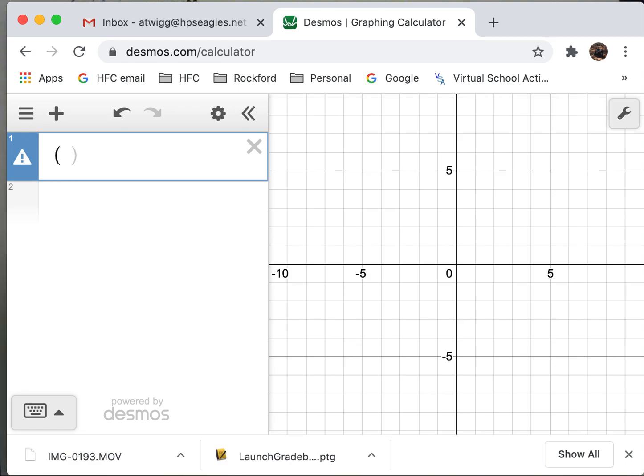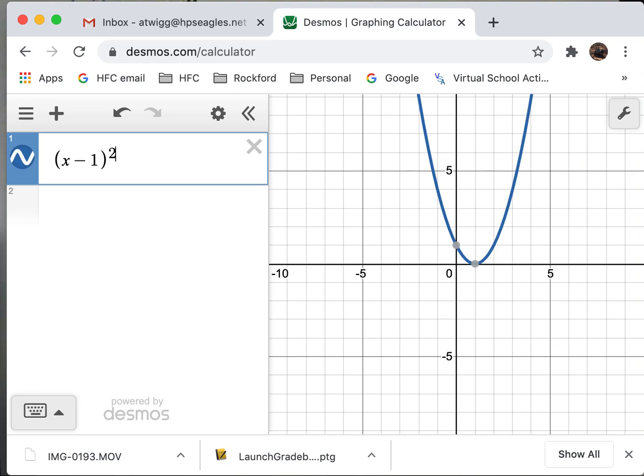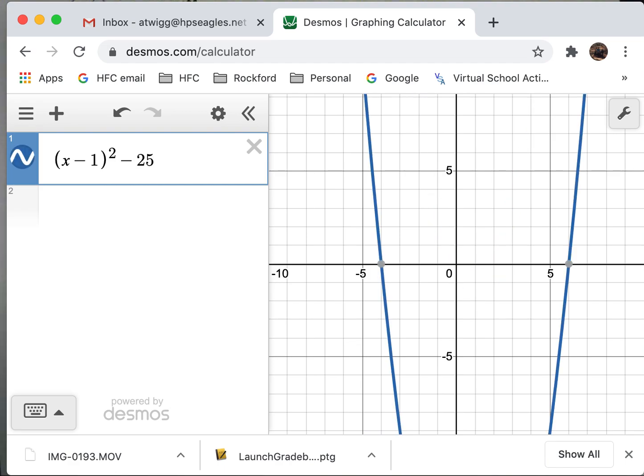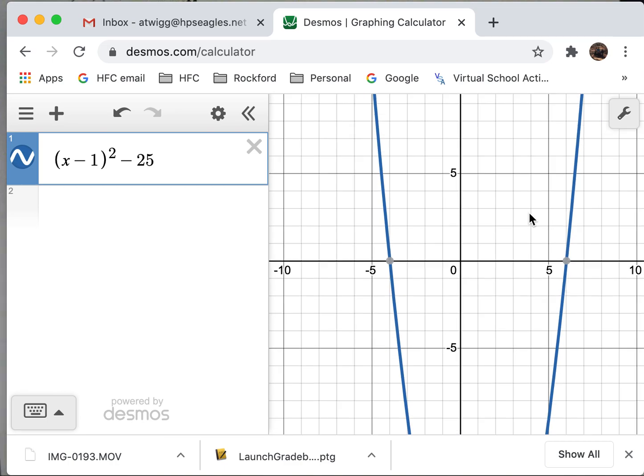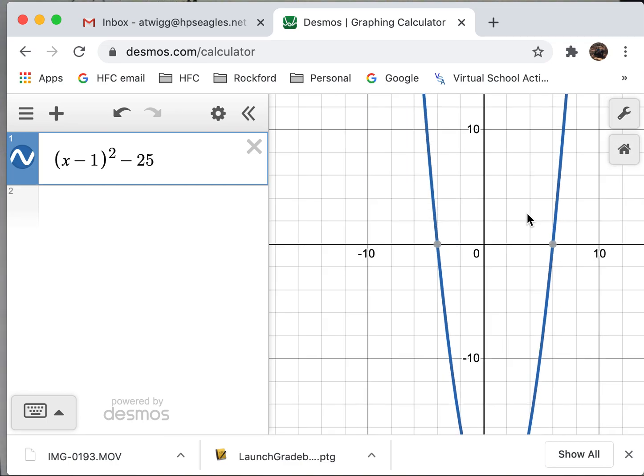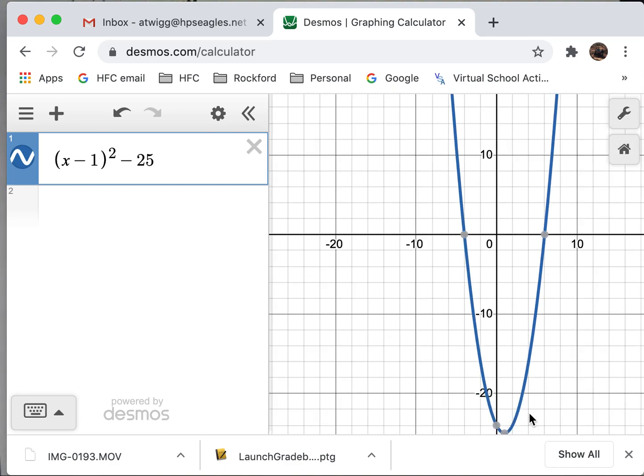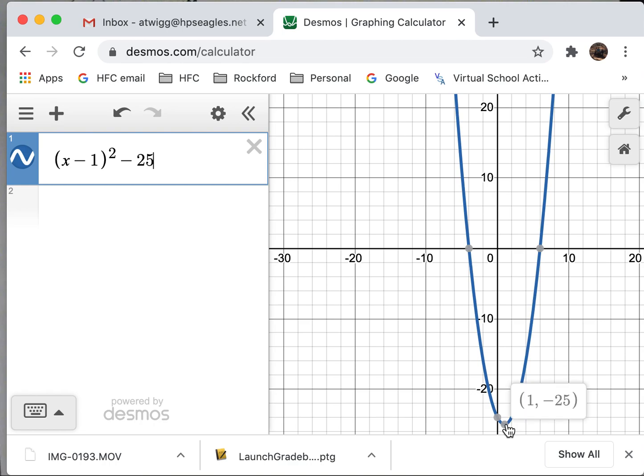So I'm using parentheses just like it had in the original problem. Whoops. And then I'm going to raise it, so I square it, and then I have to do minus the 25. Now that's a pretty big parabola, and if you want, I can zoom out. Do you see how I'm zooming out, so that you could actually see the vertex? See the vertex way down there? But what we want right now is these crossing points. So see, it's crossing at 6, and you notice it's crossing at negative 4.